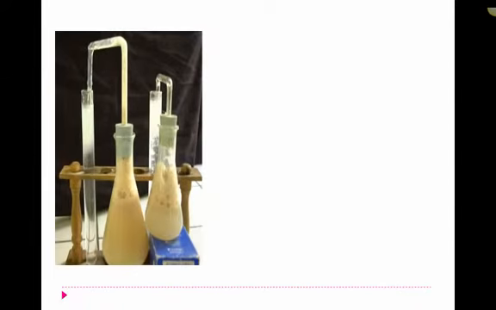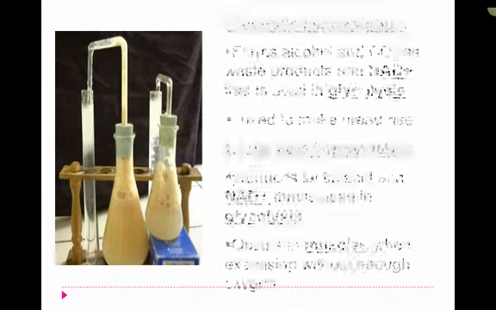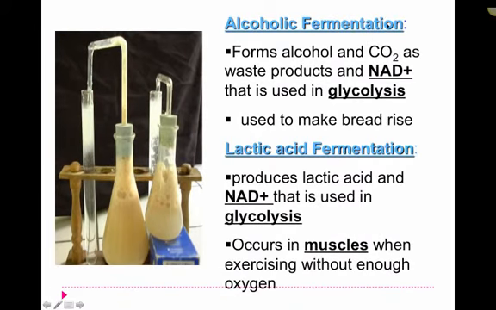There are two types of anaerobic respiration or fermentation. The first is alcoholic fermentation. This forms alcohol and carbon dioxide, and as a waste product, it also forms NAD+. NAD+ is used in glycolysis. Alcoholic fermentation occurs in the production of things such as bread, and it's what helps it rise.